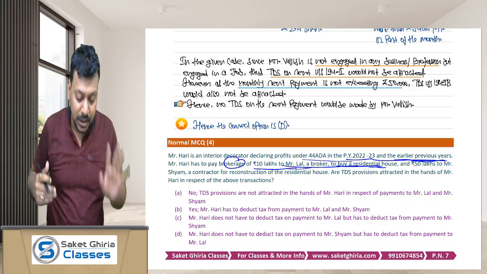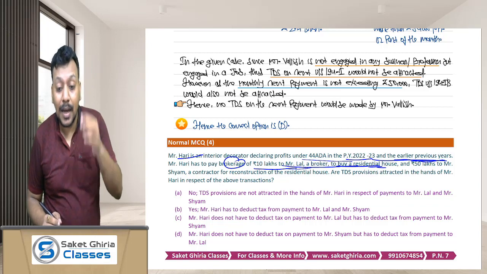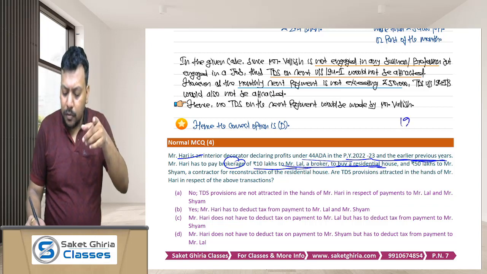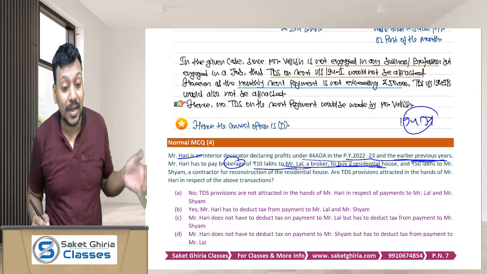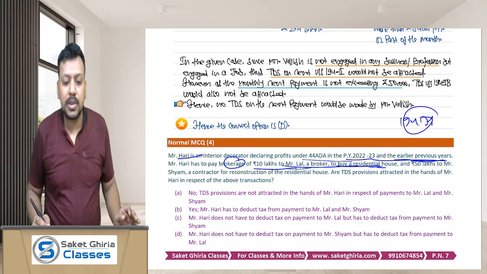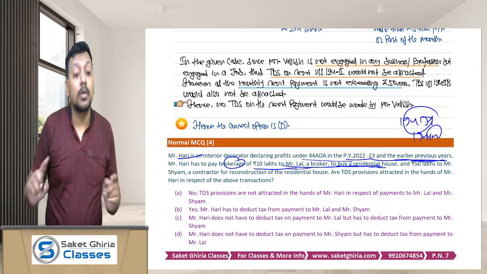Please dear, please listen to me very carefully. When Mr. Hari is making the payment to Mr. Lal, 194H is not attracted because Mr. Hari's gross receipt from profession is not exceeding rupees 50 lakh, and also when Mr. Hari is making payment, 194M is not attracted because the payment is not more than rupees 50 lakh.